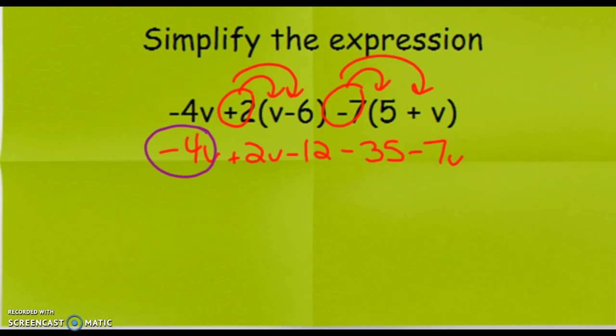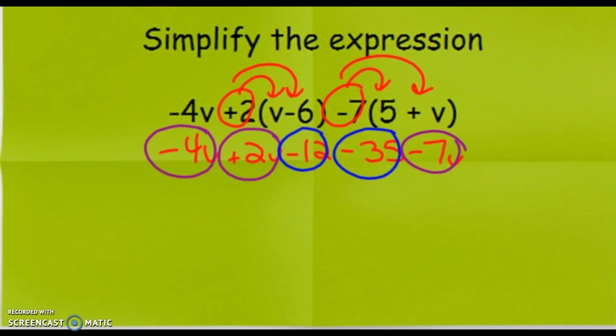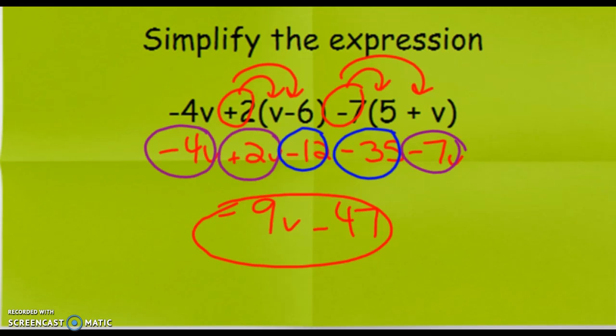I have a -4v, a positive 2v, a -7v. Then all these other things, -12 and -35, I can combine with each other. So -4v plus 2v is -2v, minus 7v is -9v. And then I have my numbers, -12 minus 35, that would be -47. And that is going to be my most simplified answer because I cannot combine a letter and a number.